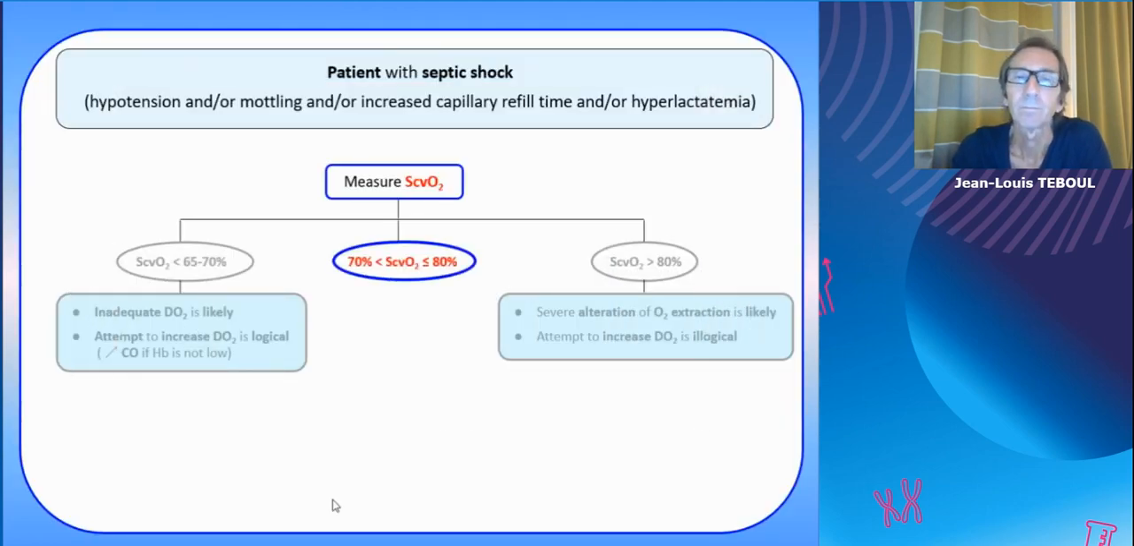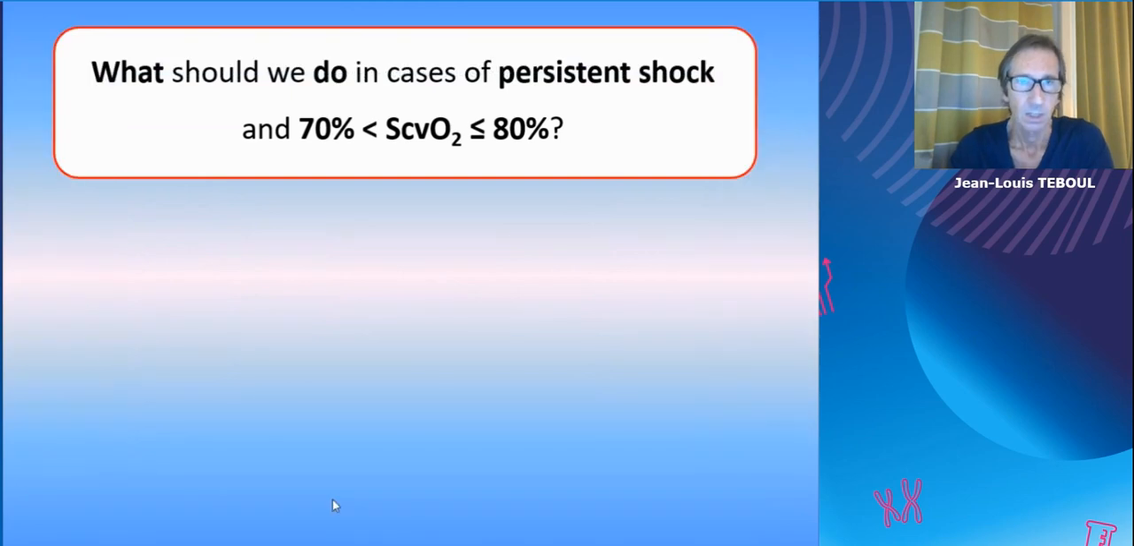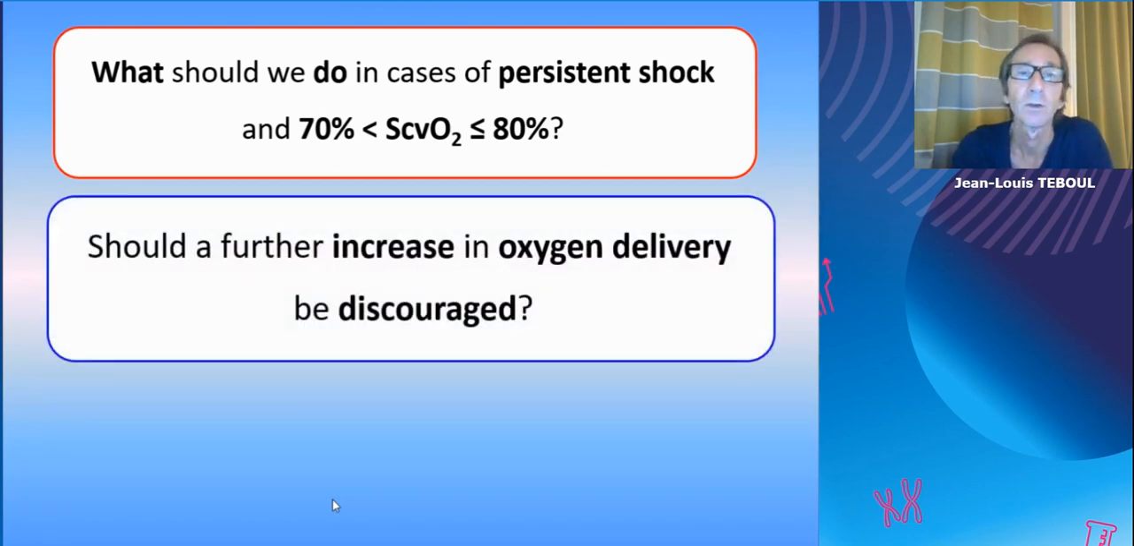And now, what happens in situations where ScvO2 is between 70% and 80%, more or less the normal range of ScvO2? What should we do in these situations of normal range of ScvO2 and persistent shock? Should a further increase in oxygen delivery be discouraged?